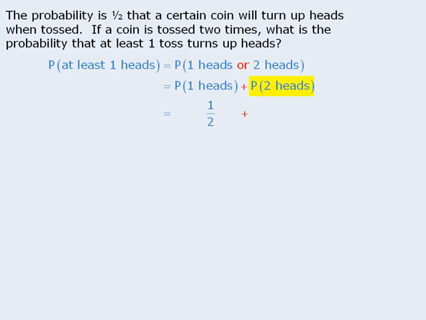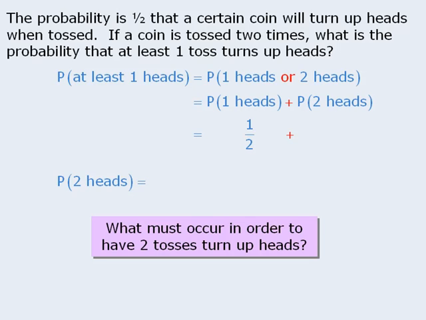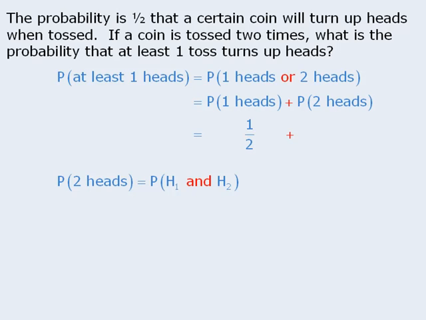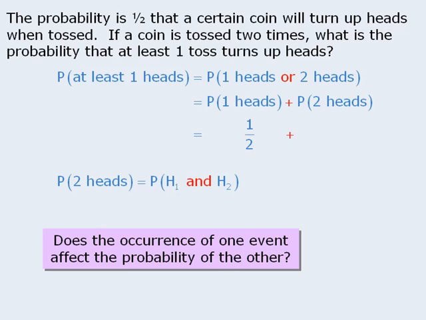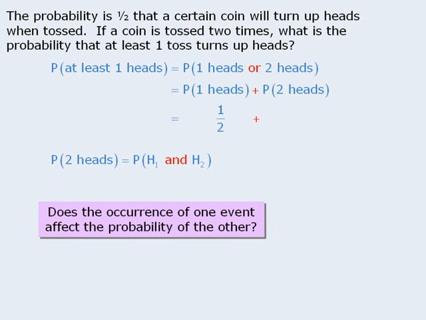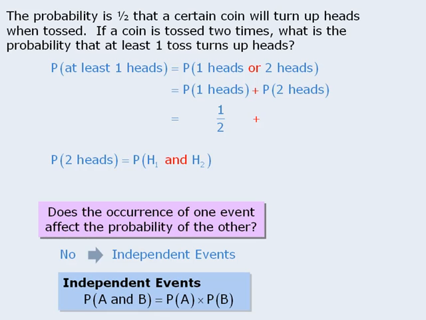Now we need to find the second probability, getting 2 heads in 2 tosses. Well, what must occur in order to have 2 tosses turn up heads? For this to occur, the first toss must be heads, and the second toss must be heads. So this is an AND probability, so we need to test for independence. To do so, we'll ask, does the occurrence of one event affect the probability of the other event? The answer here is no, which means the 2 events are independent, so we'll apply this formula which says we can rewrite the AND probability as the product of 2 probabilities.